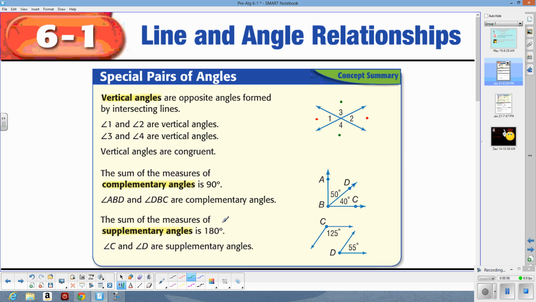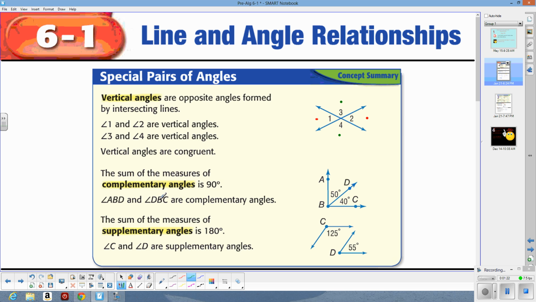The next vocab word is complementary angles. Complementary angles are where the sum of the measures of the two angles add up to 90 degrees. These two angles right here are complementary because they add up to 90 degrees. And then supplementary angles are two angles that add up to 180 degrees.